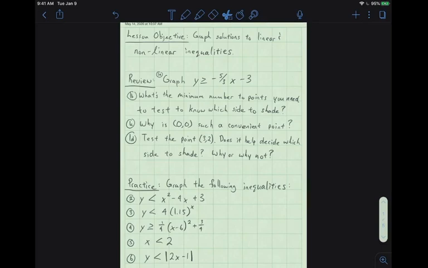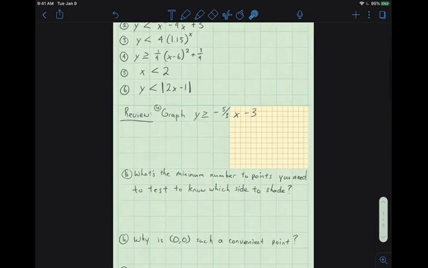Hello class, here is today's lesson where you are going to be graphing linear and nonlinear inequalities. The emphasis is on nonlinear. We'll start with a review problem of what we were working on last week, and then we have some nonlinear inequalities to do down here. So a total of 6-ish problems for today's lesson.